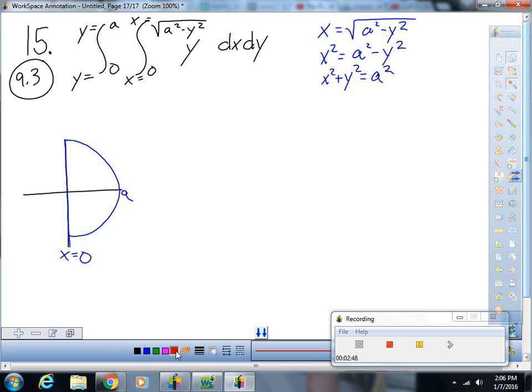Now, y goes from y equals 0, which is this line, to y equals what? Well, that works out nice. Isn't this point A right there? 0 comma A? So that means our region is right here. That's the region bounded by those 4 equations. So that's a really important step that people are not willing to take because they don't want to graph it.